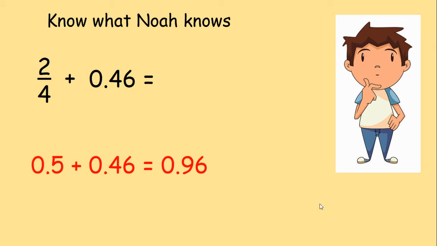Two quarters is equivalent to 1/2. So I know that I could convert this fraction into 0.5 as a decimal. 0.5 add 0.46 gives me 0.96.